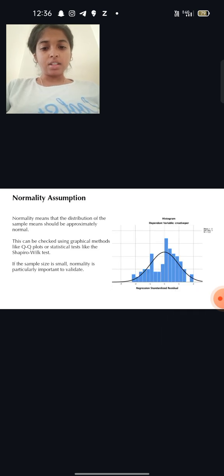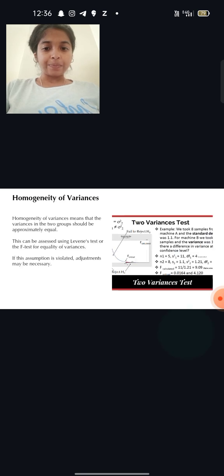The normality assumption means that the distribution of the sample mean should be approximately normal. This can be checked using graphical methods like Q-Q plots and statistical tests like the Shapiro-Wilk test. If the sample size is small, normality is particularly important to validate.